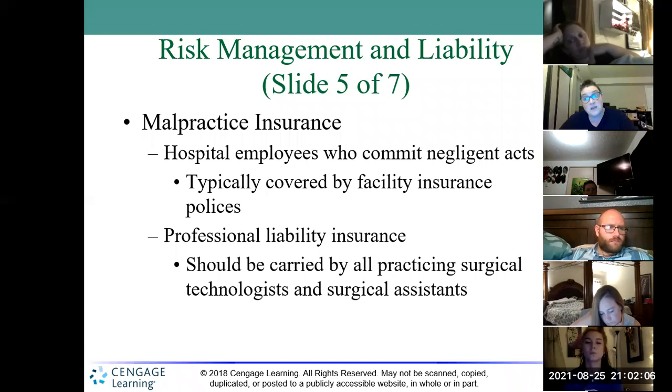And don't ever not get insurance because you think it's too expensive. Believe me, it's cheaper than a lawsuit.